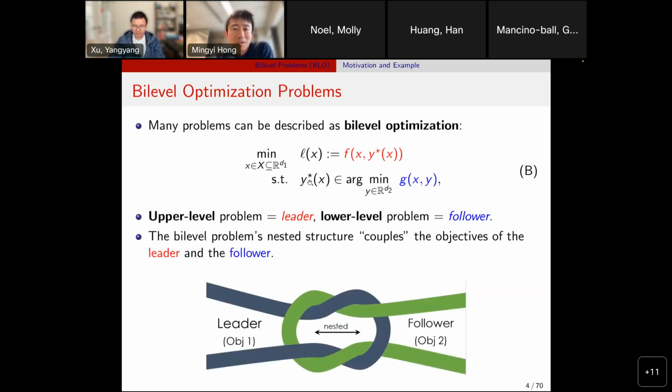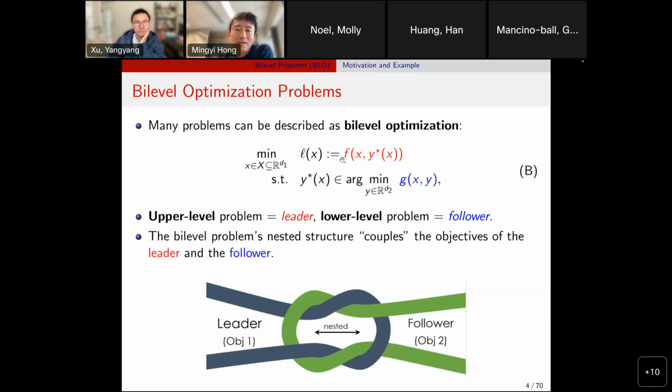So the bilevel optimization problem can basically be described in this form, where you have two players. You can view it as two players or two levels. The upper level is the leader, and the lower level is the follower. The leader's optimization variables are both x and y. For the lower level problem, you have a loss function g, and you're optimizing with respect to y, and x is fixed.